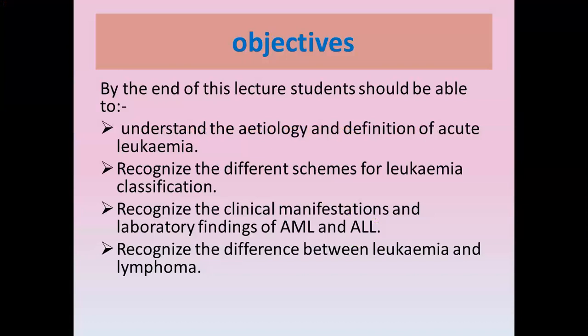First, we have to know the objective of this lecture. It's important to understand the etiology and definition of acute leukemia and the different schemes of leukemia classification, the clinical features and lab findings of acute myeloid leukemia and acute lymphoblastic leukemia. And lastly, we have to know the difference between leukemia and lymphoma.